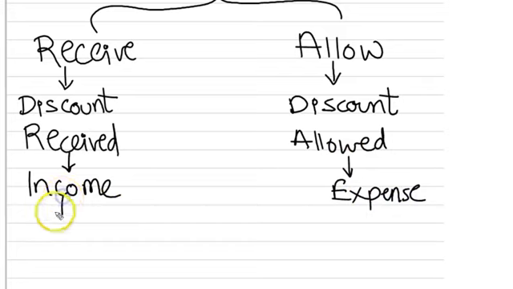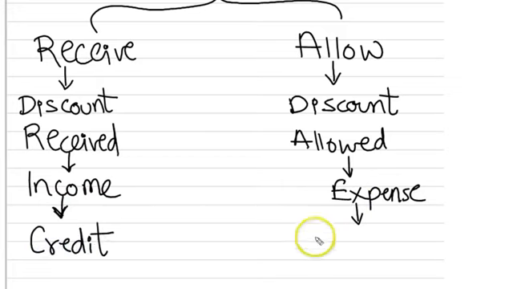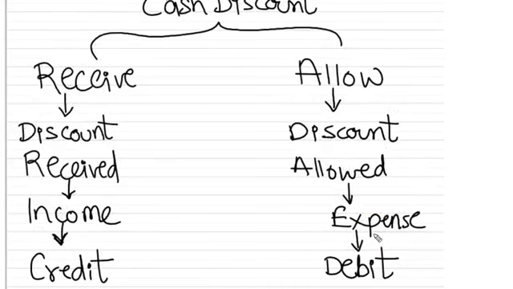So, for income we apply the nominal account rule, and for expense we apply the nominal account rule. As we say, debit all expenses and losses, credit all incomes and gains. Always remember, discount received will be credit and discount allowed will be debit. So if I receive, it is an income, called discount received. If I allow, it is discount allowed, it is an expense and is debited.